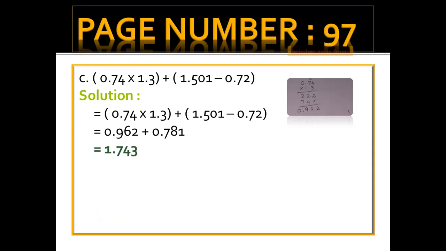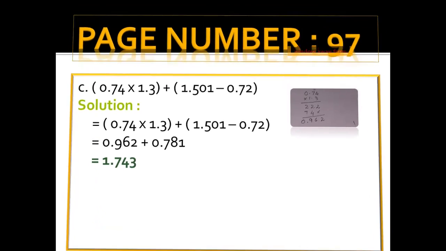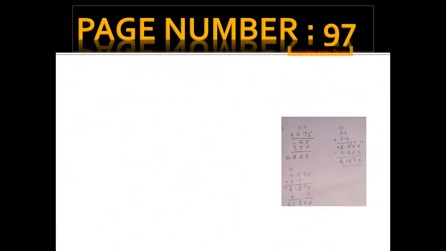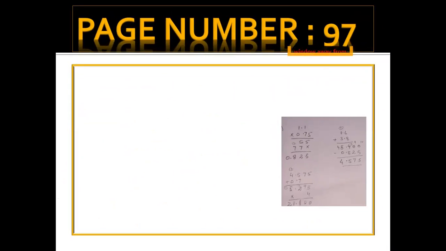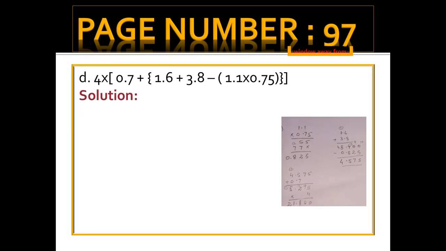After adding these two numbers, 1.743 is our required answer. Part D. Part D is the longest part of this question, and also part F, because there are three brackets at a time and we have lots of operations over there.